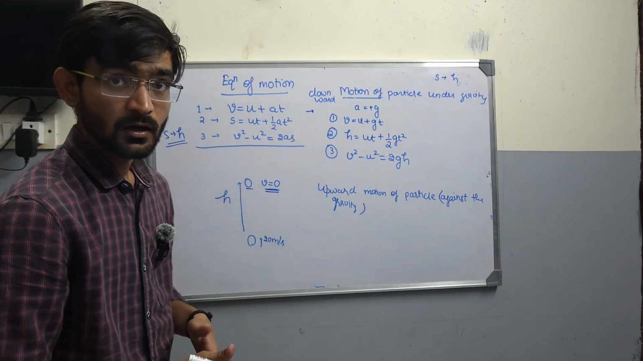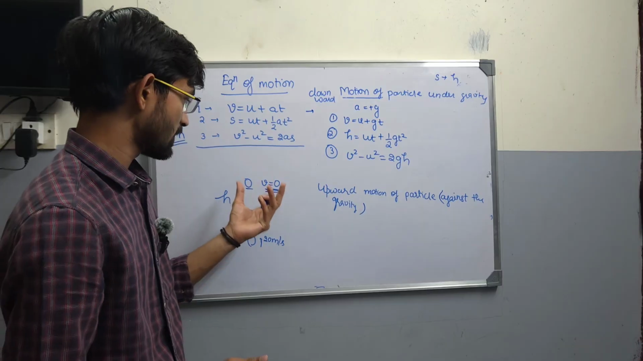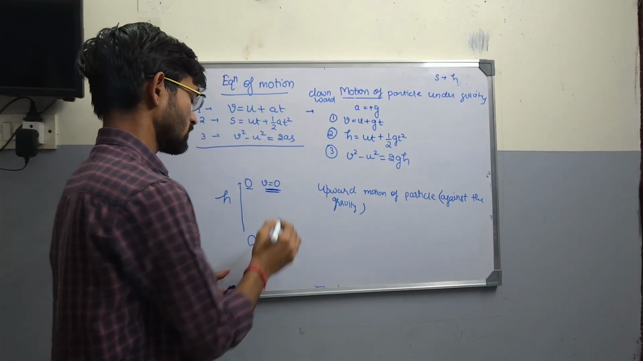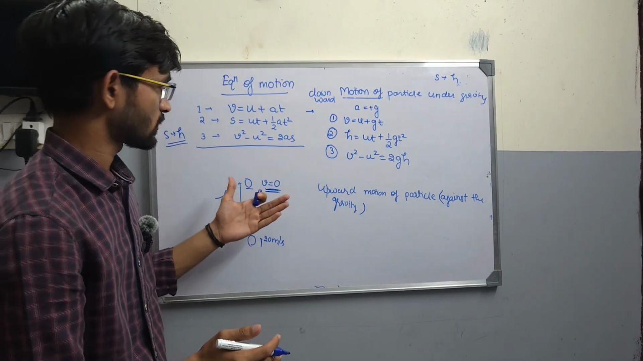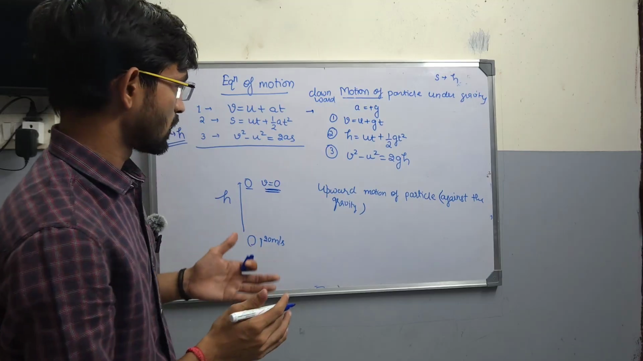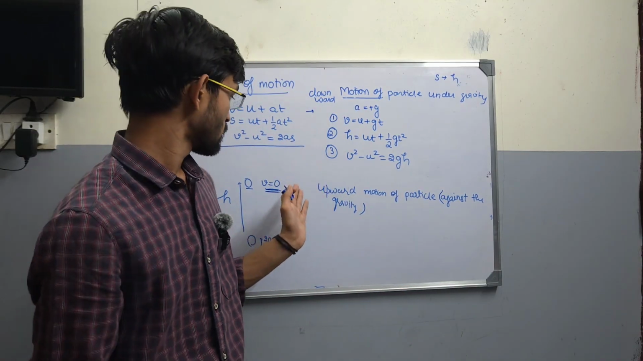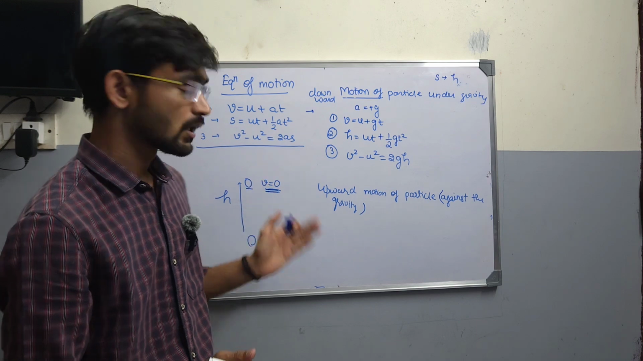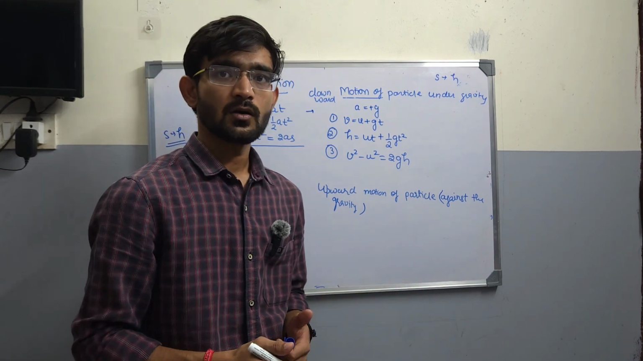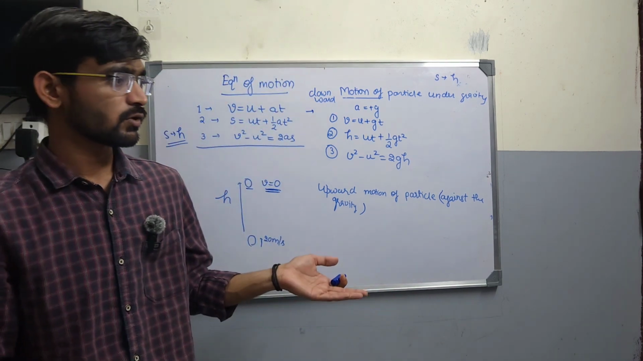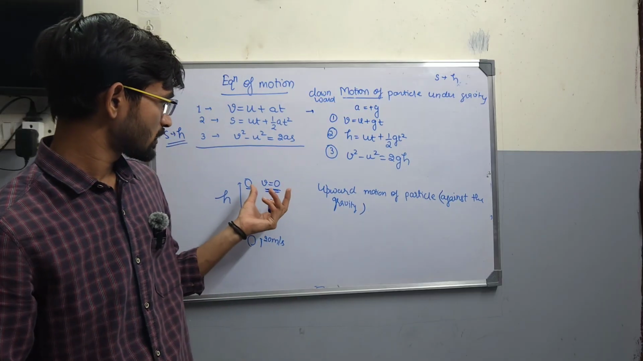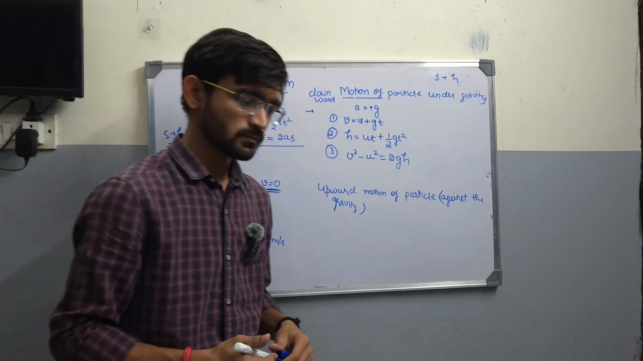So at maximum height, the final velocity of the particle is 0. That's why the particle stopped at that position. Remember this when you solve questions: at maximum height of a particle undergoing upward motion, its final velocity will be 0.